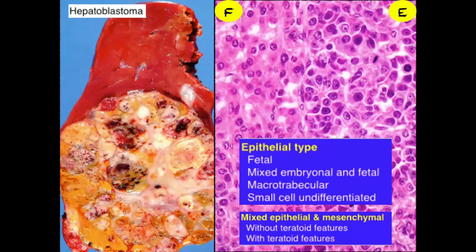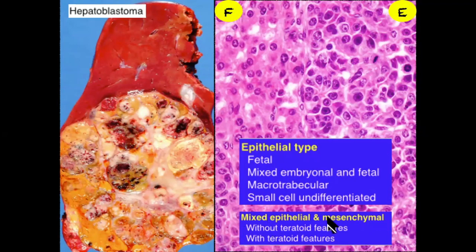This is hepatoblastoma, pediatric age group. We have to see the non-cirrhotic liver, very big mass with corrugated or variegated appearance, lot of necrosis, hemorrhage, sclerosis. So the microscopic classification is epithelial type and mixed epithelial and mesenchymal type. In the epithelial type, it can be fetal hepatocytes, mixed embryonal and fetal type, macrotrabecular type, or small cell undifferentiated type. The embryonal will be more on the small cell type, whereas fetal will have more abundant eosinophilic cytoplasm, but that adult sinusoidal pattern may not be seen very nicely.